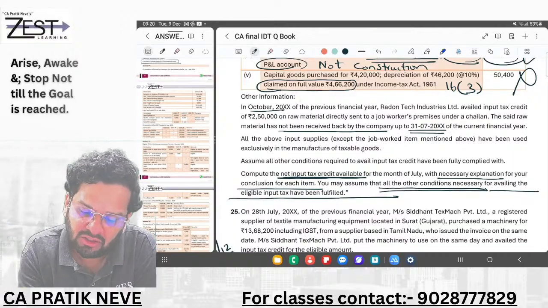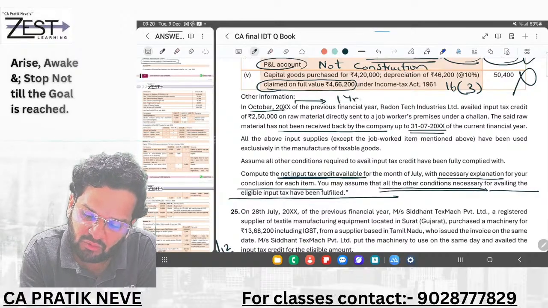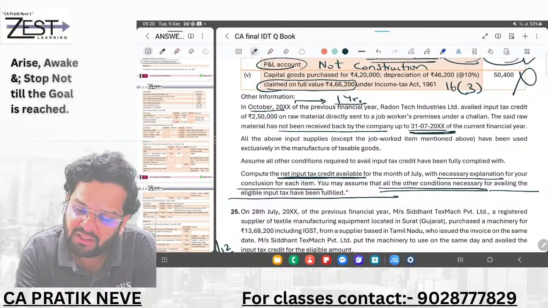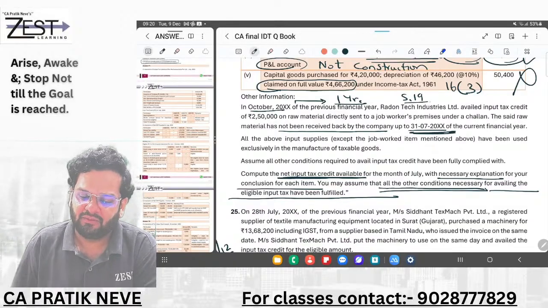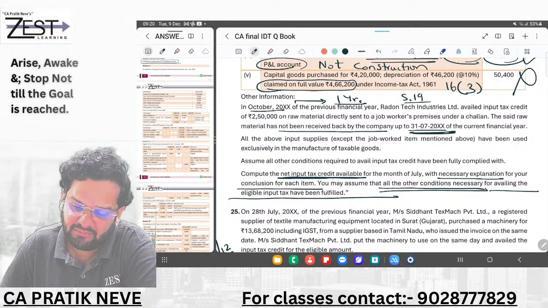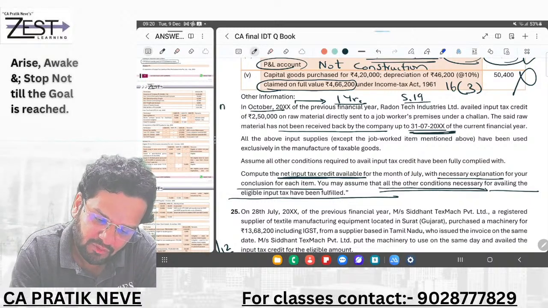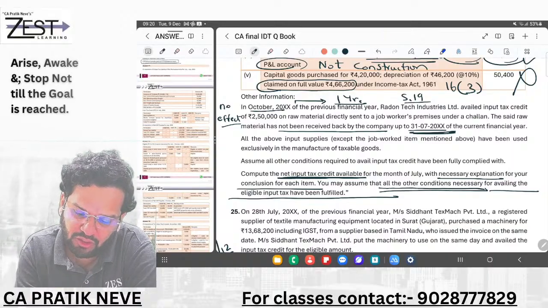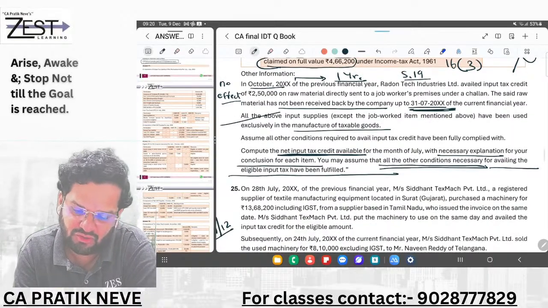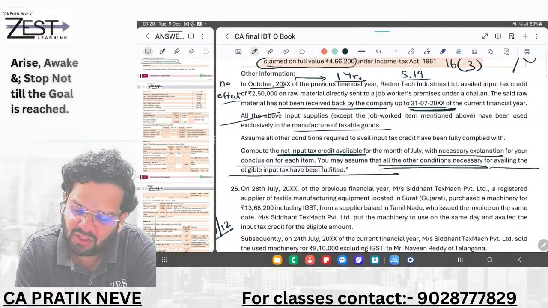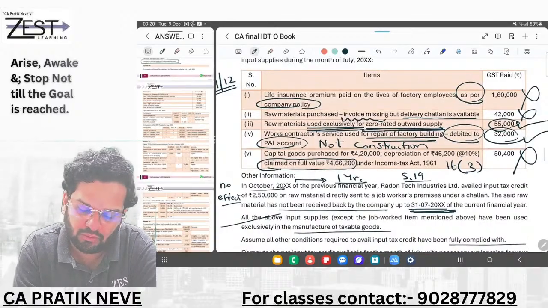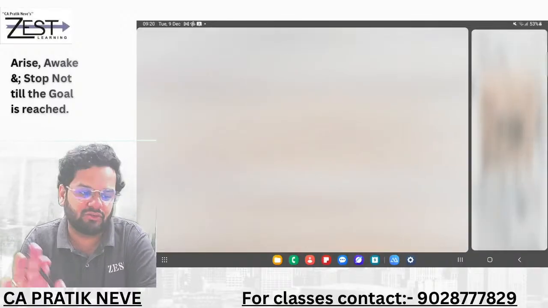Why? Because you have got 1 year. Within 1 year, the input should be received back. And till now, 1 year is not yet over. This is given in section 19. So no effect for this. All the above input supplies have been used exclusively in the manufacture of taxable goods. Assume all other conditions required to avail ITC have been fully complied. So 55,32, 87,000 is the final answer.